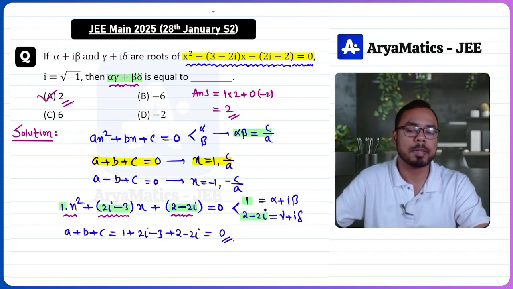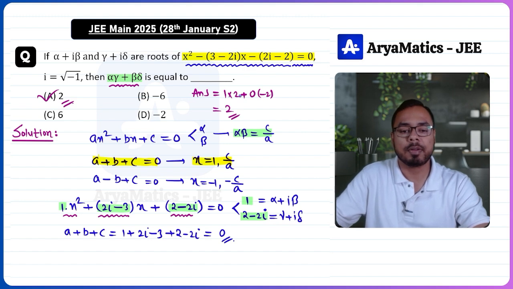And if two complex numbers are equal, the real part as well as the imaginary part will be equal. Finally, after substituting the values of alpha, beta, gamma, and delta, we got the correct answer as 2.